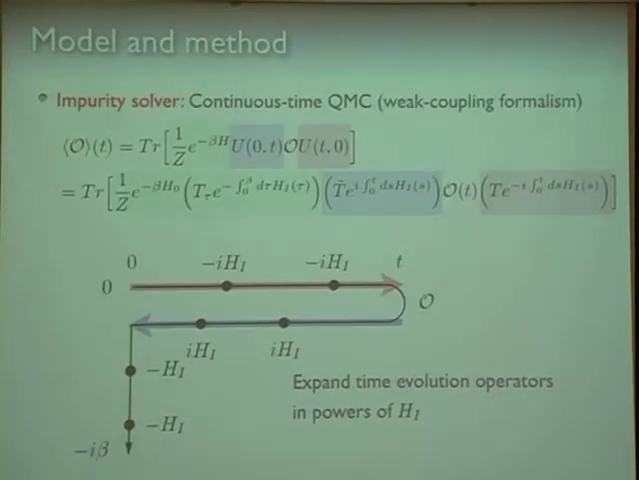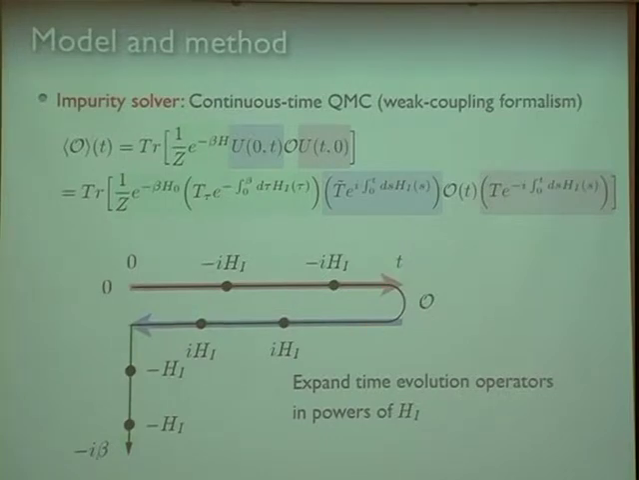Now, just a few words about the impurity solvers. What we have to do in a non-equilibrium calculation is to compute the time evolution of some observable. The definition of this time-dependent observable is given here, and we can read this formula as follows. We start from a thermal initial state, represented here in this picture by the propagation along this imaginary time branch of the contour from 0 to minus i beta. Then we propagate forward in time from time 0 to time t. We measure the observable at time t, and we propagate back.